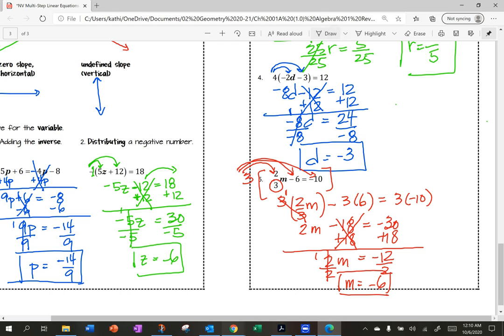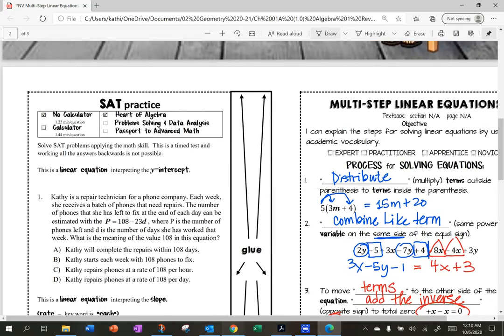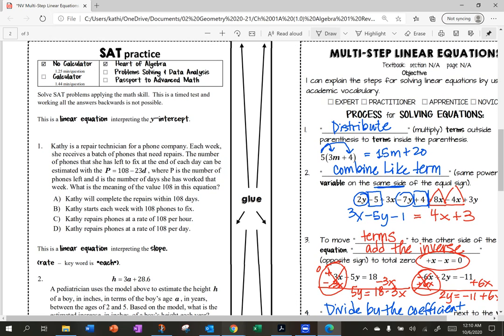Okay, let's do a couple SAT problems that are related to linear equations. These are examples of no calculator questions. You have a minute and a quarter per question, and these are classified as heart of algebra. So this is a timed test, so we don't have time to work these all backwards. You need to apply the concept. If you can't get the answer, you want to eliminate the ones you know are wrong and then guess, because you really don't have much time.